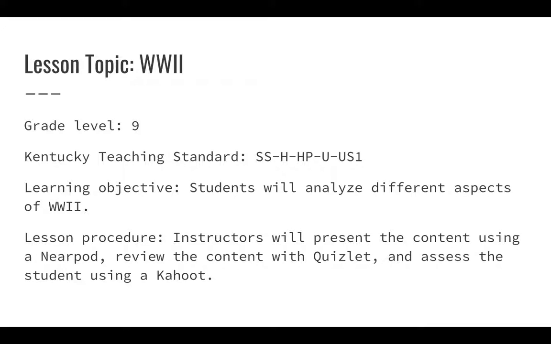Our lesson topic is over World War II. We decided to target this to a 9th grade level. Our Kentucky teaching standard is SS-HP-US-1. And the learning objective is that students will analyze different aspects of World War II. And the procedure we use is that we will present the content using a Nearpod, review the content with Quizlet, and assess the students using a Kahoot.